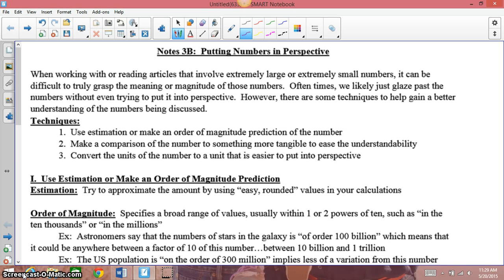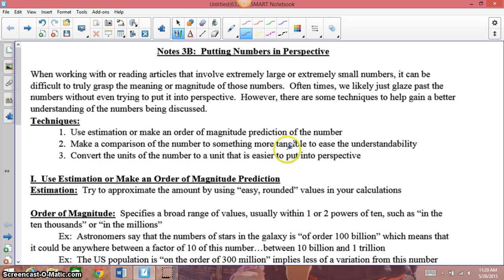So there are some techniques, though, to help you put some perspective on numbers that large, or really small numbers on the other end of the spectrum, to make it a little bit more meaningful to us. Some of those techniques that we'll look at are using estimation or an order of magnitude prediction. That'll probably be the newest thing to you, and that's where I'm going to spend most of my focus in this video. The other two topics we've already talked quite a bit about.